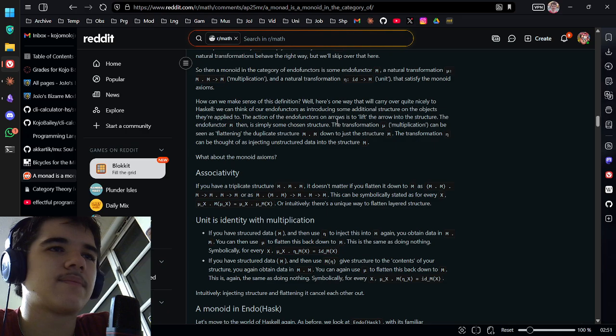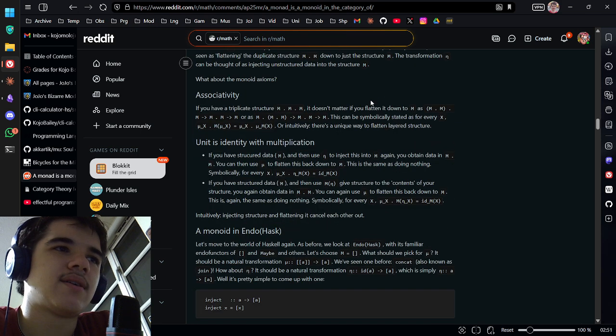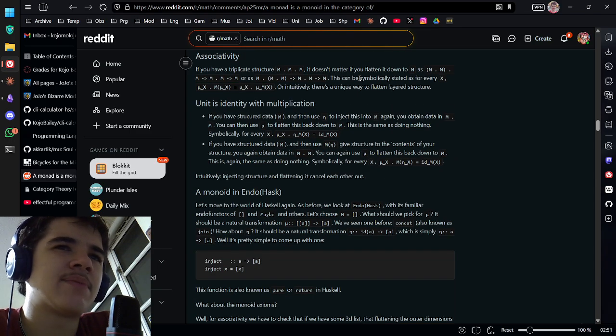Okay, so is it like if I have just 5 and just 3? The transformation eta can be thought of as injecting unstructured data into the structure M. If you have a triplicate structure M M M, it doesn't matter if you flatten it down to M as M M M, M M. Yeah, cool. Unit is identity of multiplication.